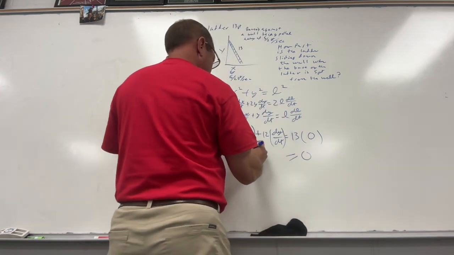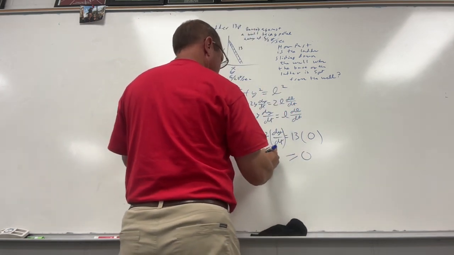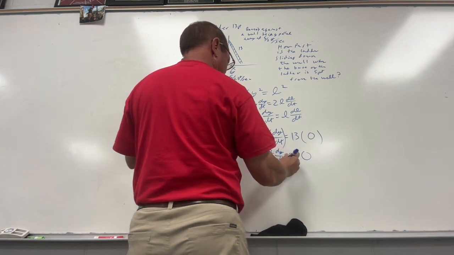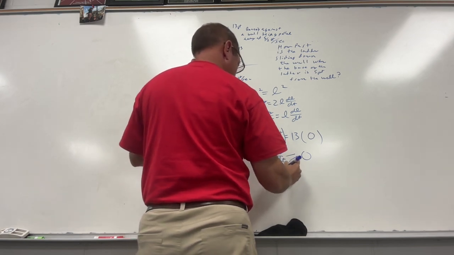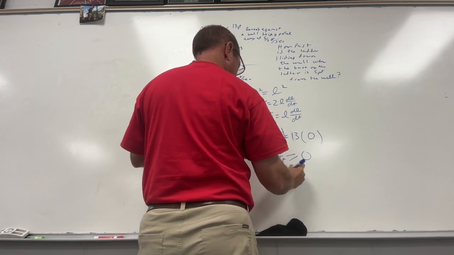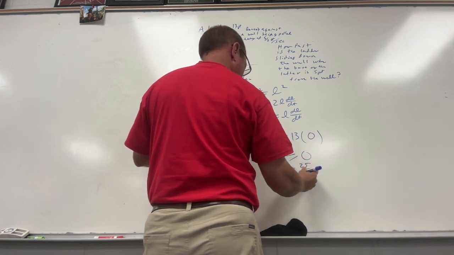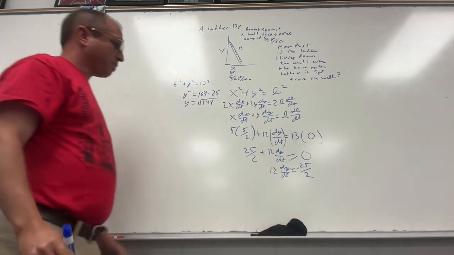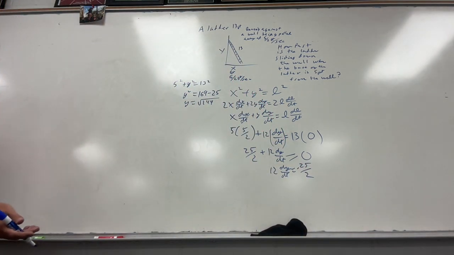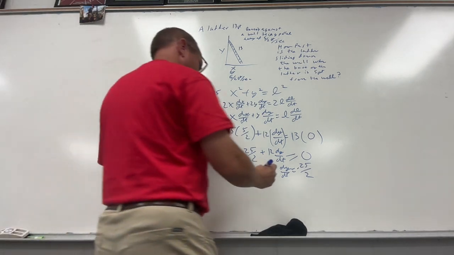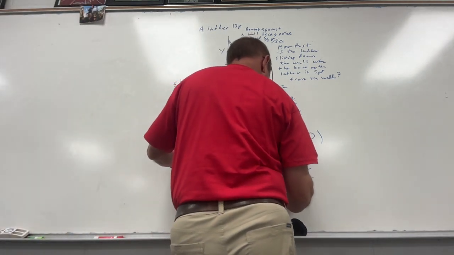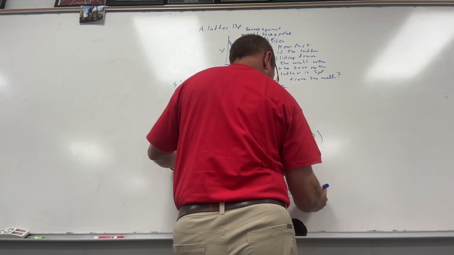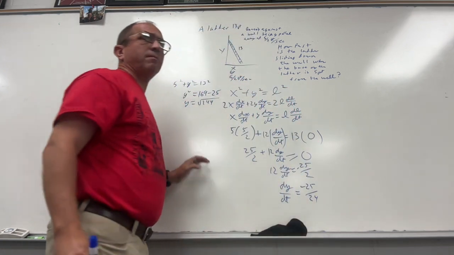So 0 equals 25/2 plus 12 dy dt. So 12 dy dt is equal to 25 over 2. It's going to be negative. So now divide everything out by 12. So we get that dy dt is equal to negative 25 over 24.